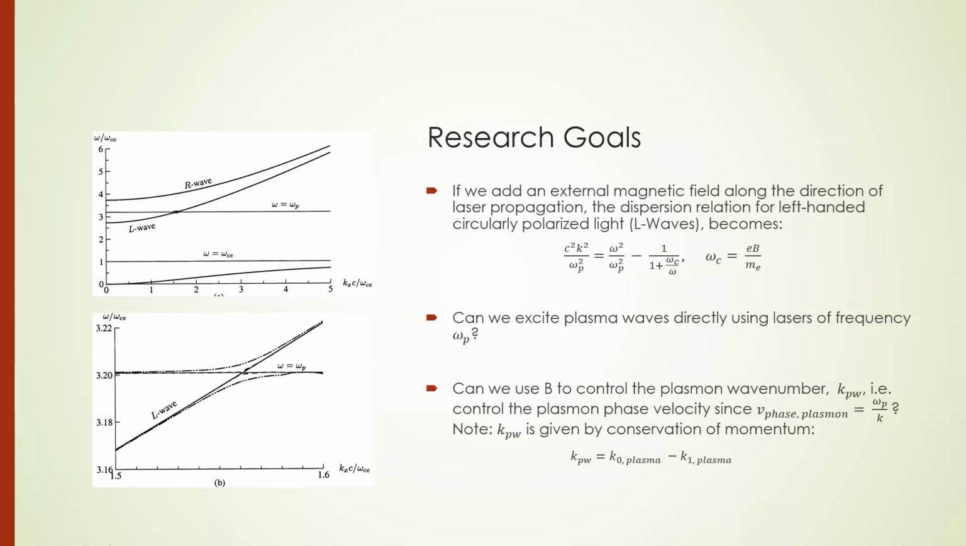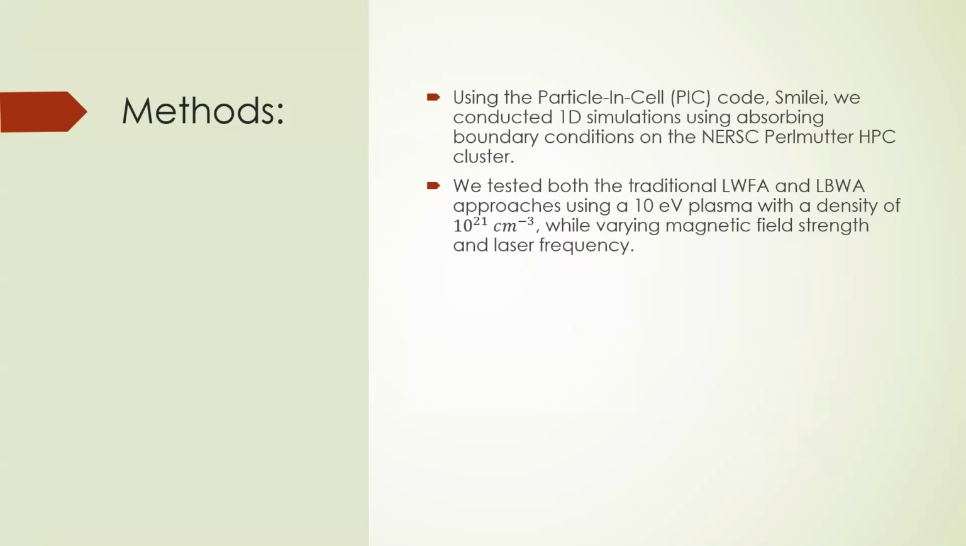Can we use the magnetic field to control the plasma wave number? This is similar to saying, can we use the magnetic field to control the phase velocity, since the phase velocity of a wave is just omega divided by k. One thing to note, the wave number of the plasma wave is going to be given by conservation of momentum, given by this equation here. So how do we go about this?